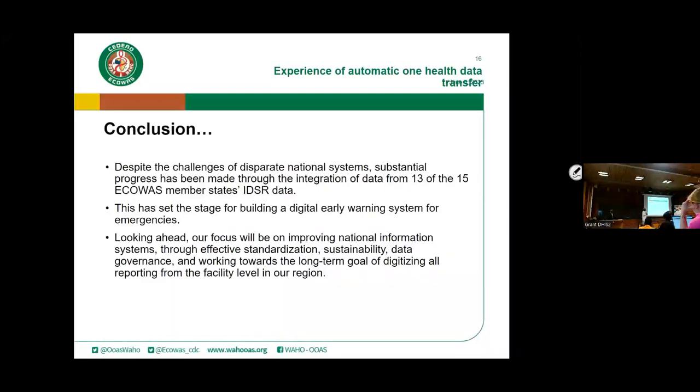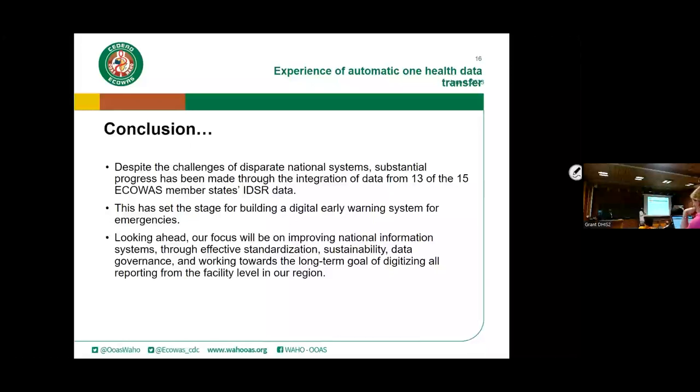In conclusion, even though our countries all use different systems internally, and they all have different administrative processes internally, we've been able to make progress. At least 13 of the 15 countries are connected automatically. And this has set the stage for us to, one, in the surveillance system, build a digital early warning system, because we are going to continue to work on this while we scale to other areas.